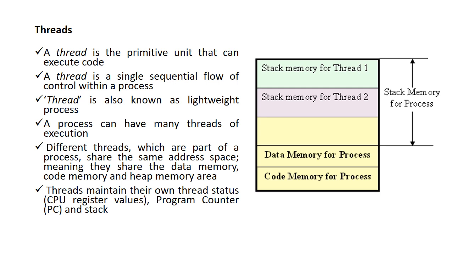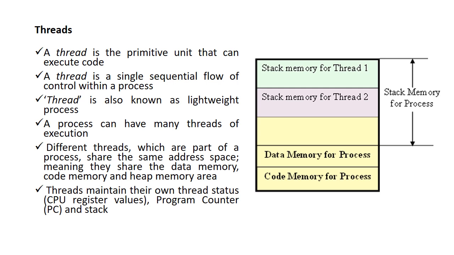So different threads share a common data memory and the code memory, but every thread can have its own program counter, status registers and stack pointer. Be very careful about the difference between the process and the thread. We studied the process till now, and now in this slide we are studying the thread.